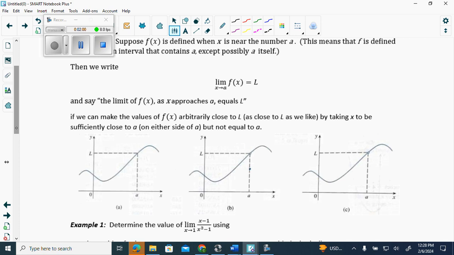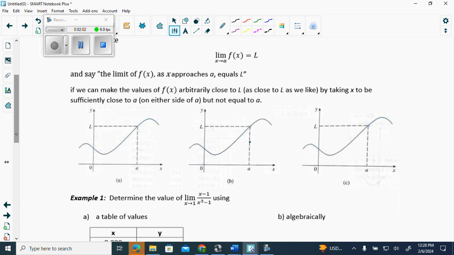So what does that mean? So here it says, if we can make the values of f of x arbitrarily close to L, as close to L as we like, by taking x to be sufficiently close to a on either side of a, but not equal to a, you will see what a limit is. So let's look at this one. These are all functions. Do you see how there's 3 functions there? They're actually all 3 different functions. If you look closely, they're a little different, all 3 of them.